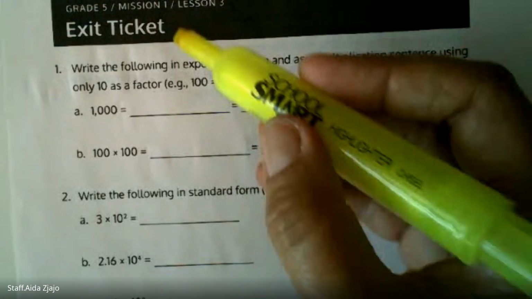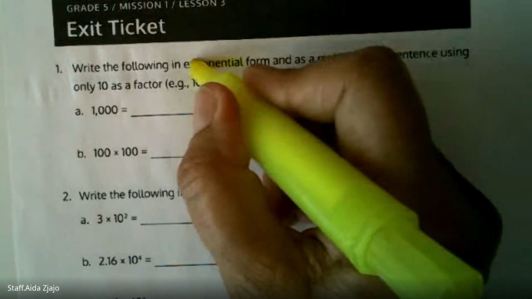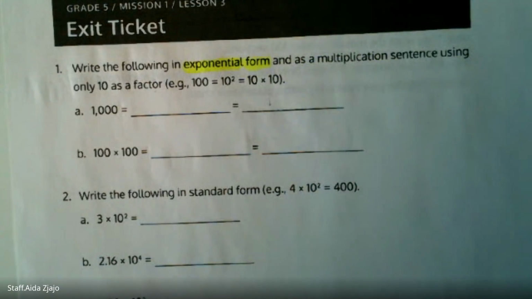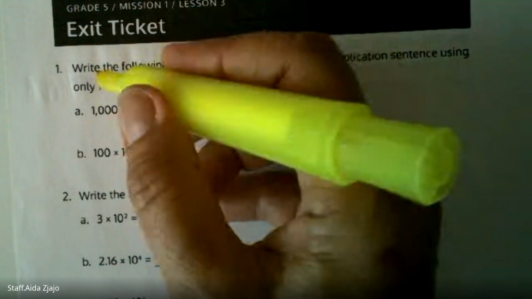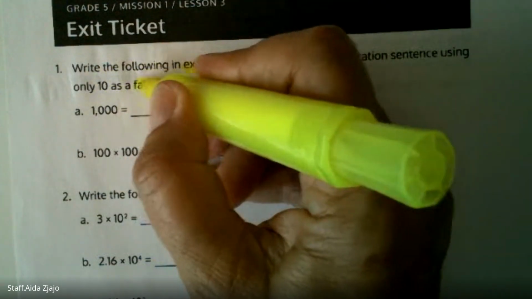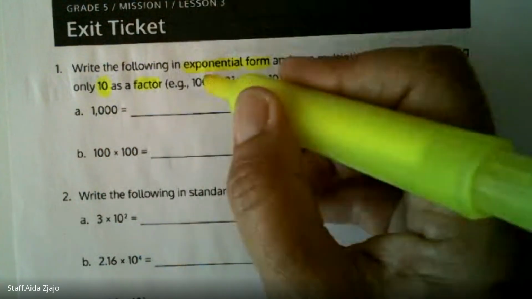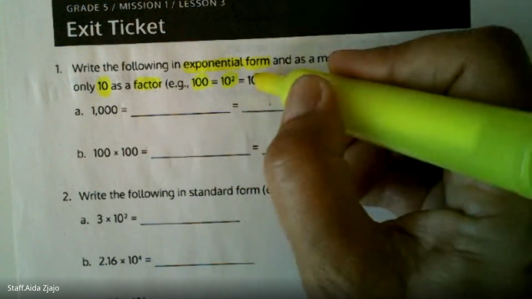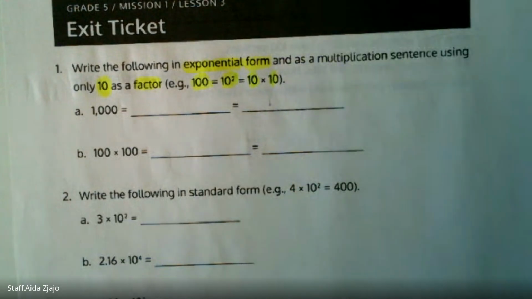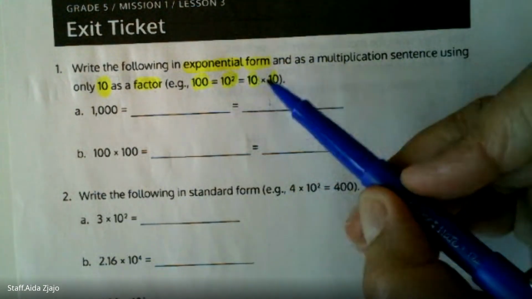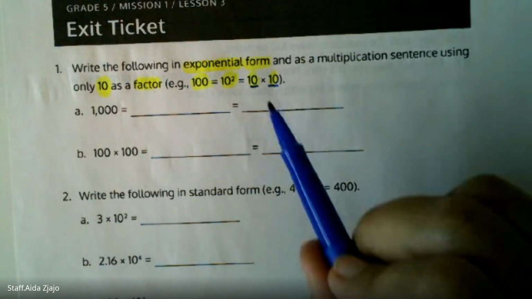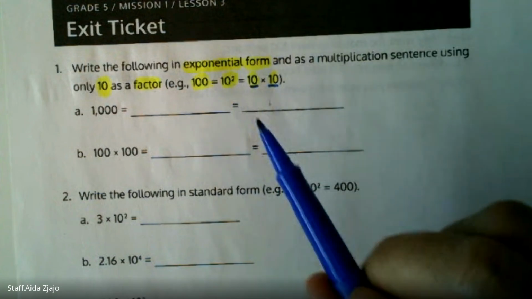Write the following in exponential form and as a multiplication sentence using only 10 as a factor. For example, 100 is 10 to the power of 2, which means 10 times 10. So the power is connected to how many times you multiply 10. The tens you multiply twice, so that is the power.